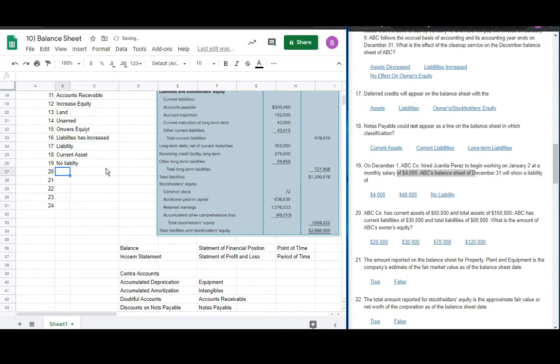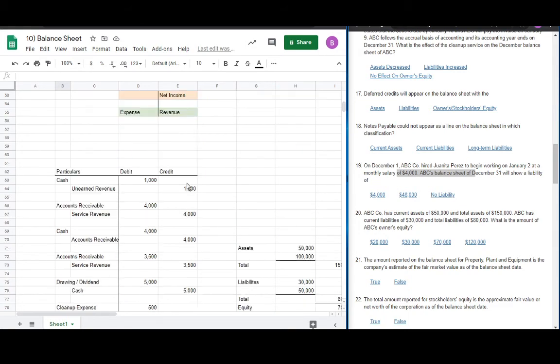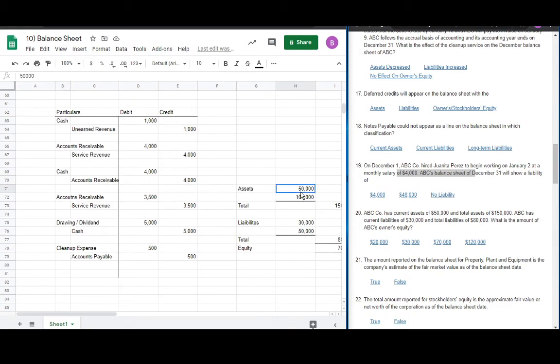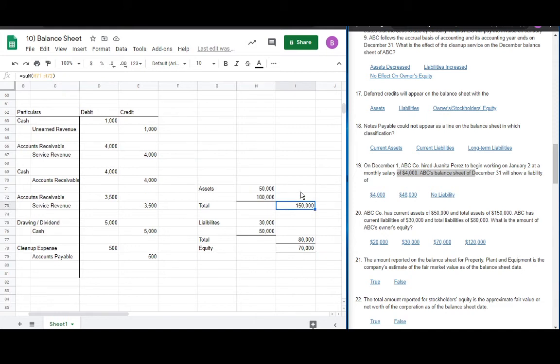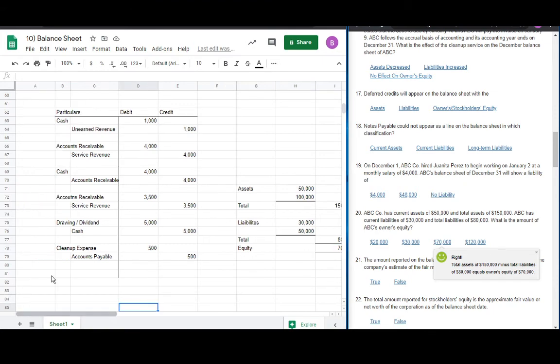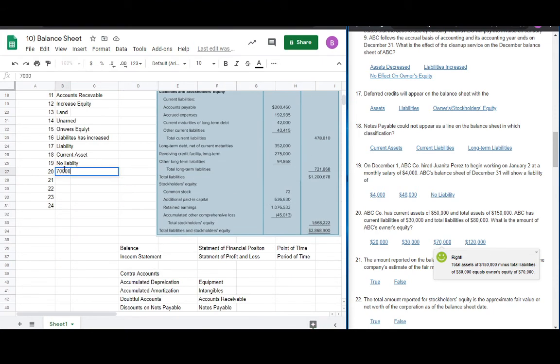And let's continue. Number 20, ABC Corporation has current assets of 50,000 and total assets of 150,000. What will be the owner's equity? So, accounting equation: assets equals liabilities plus equity. So, assets minus liabilities of 80,000 would equal 70,000 worth of equity. 70,000.